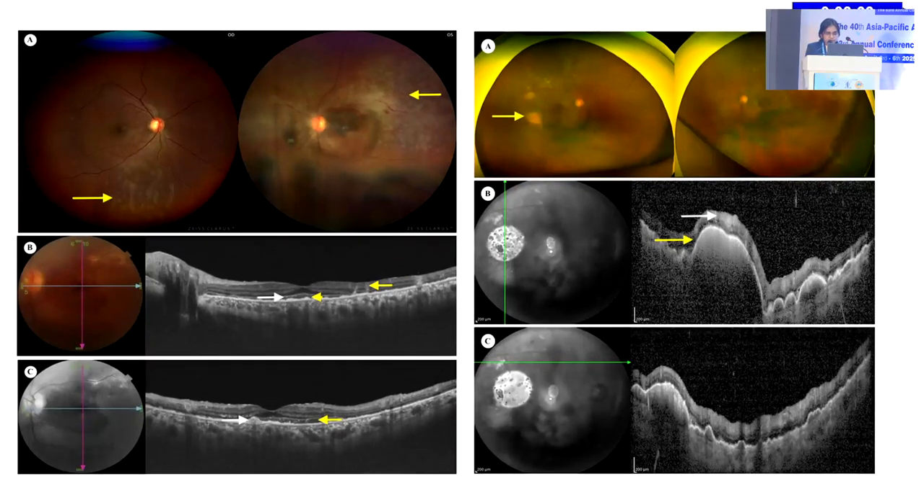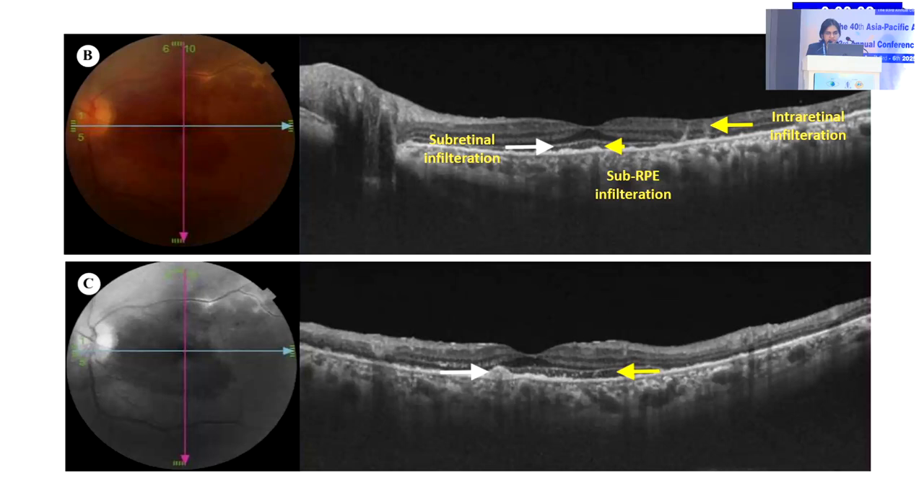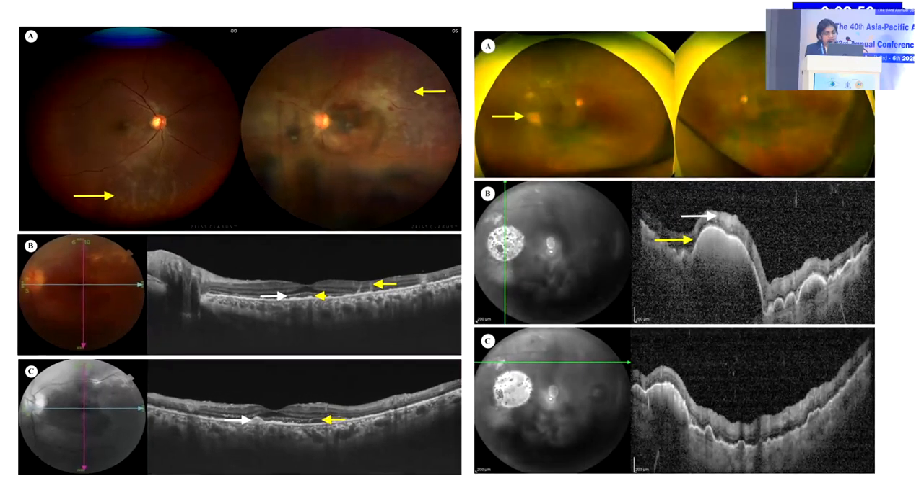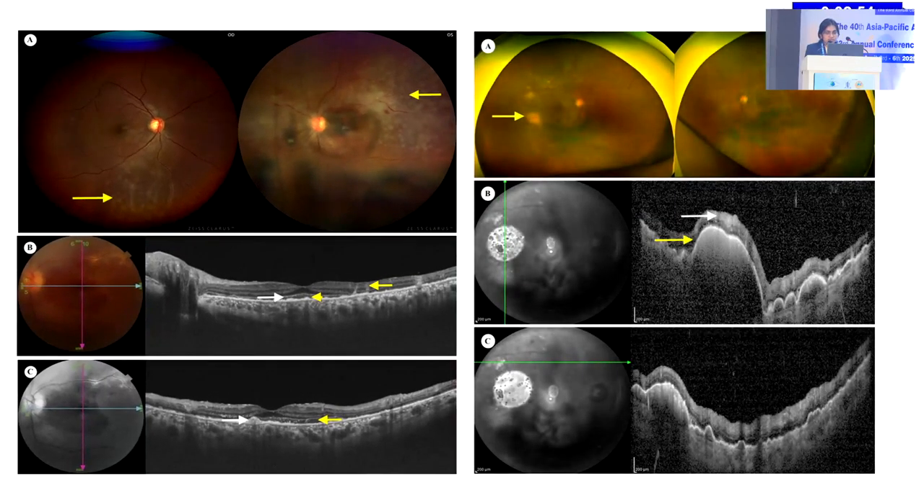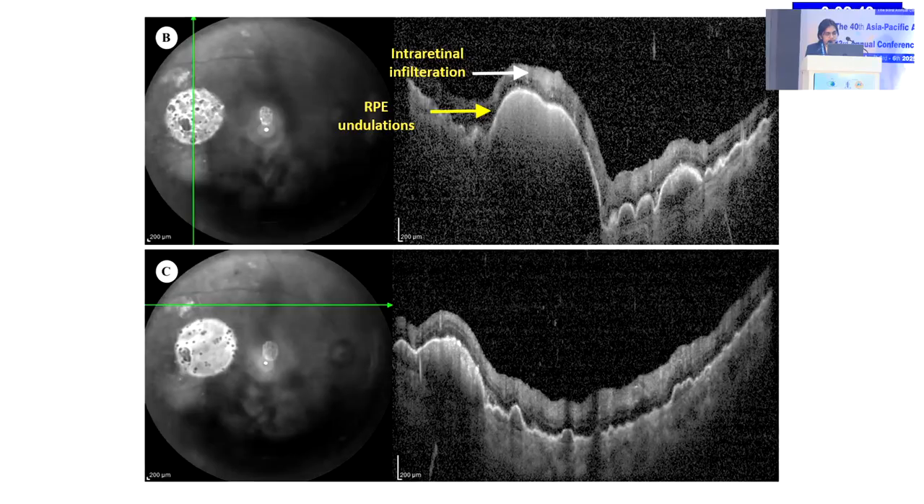In the first one, we can see the characteristic leopard skin pattern, and on the OCT we can see the characteristic subretinal and sub-RPE infiltration along with the intraretinal infiltration. The second case, however, highlights my primary indicator, that is the severe RPE undulations along with the intraretinal infiltrations.